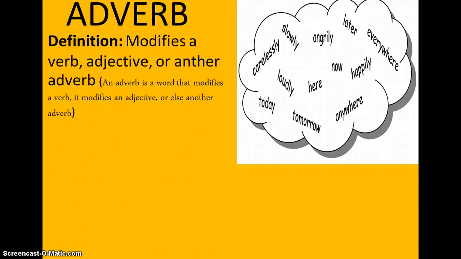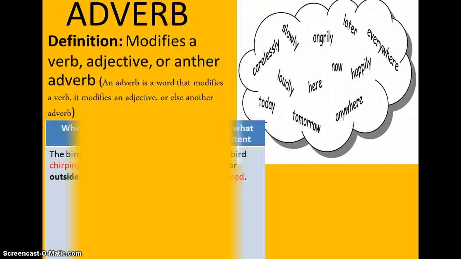An adverb modifies a verb, adjective, or another adverb. And sorry for the typo there, that should say another. As you remember, modify means to describe. So adverbs and adjectives are very similar. They each describe something, but don't confuse what they describe. Adjectives describe nouns and pronouns. Adverbs describe verbs, adjectives, or adverbs.